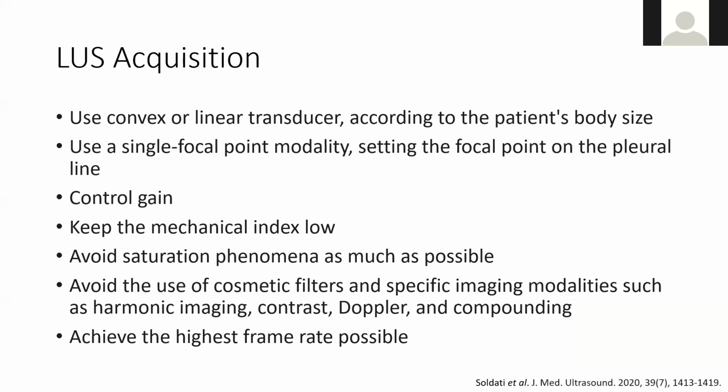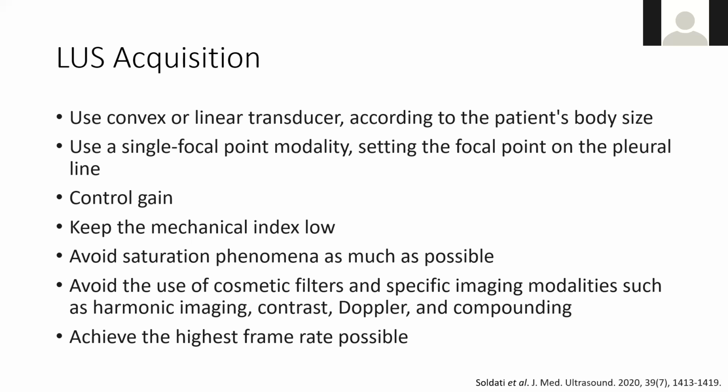In terms of acquisition technique, I won't spend too much time on this, but for those who are still relatively new to POCUS like myself, I think some of the main take-home points is they recommend the use of a convex or linear transducer according to the patient's body size. Now, of course, our convex probes here are quite big in terms of their profile, and so they're not so convenient for lung ultrasound in terms of getting into the intercostal spaces.